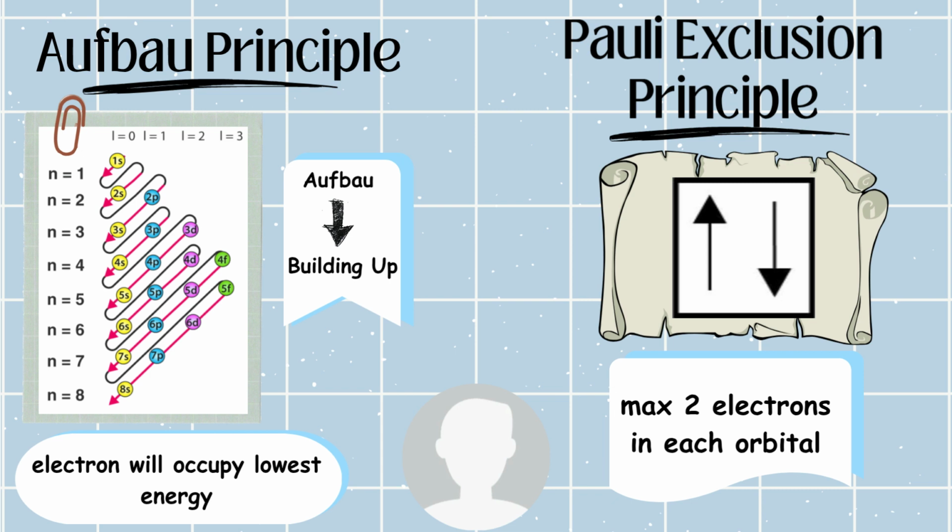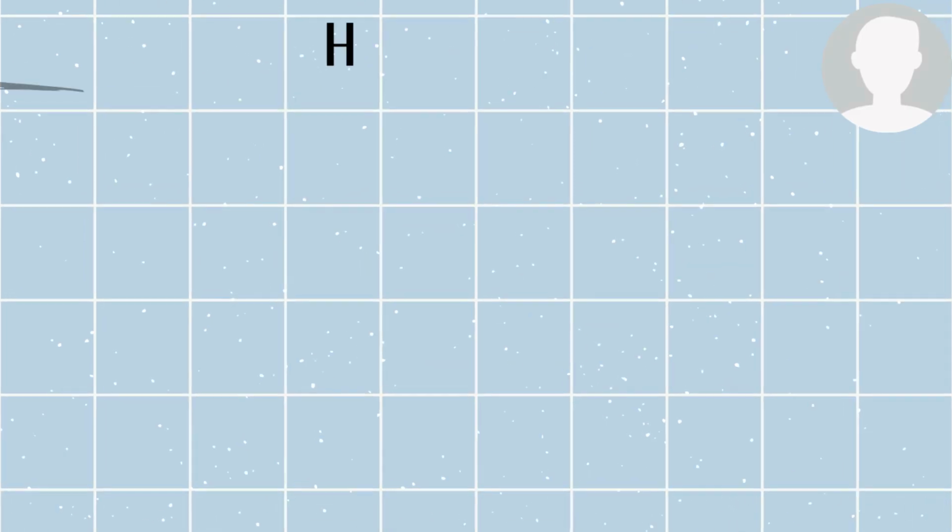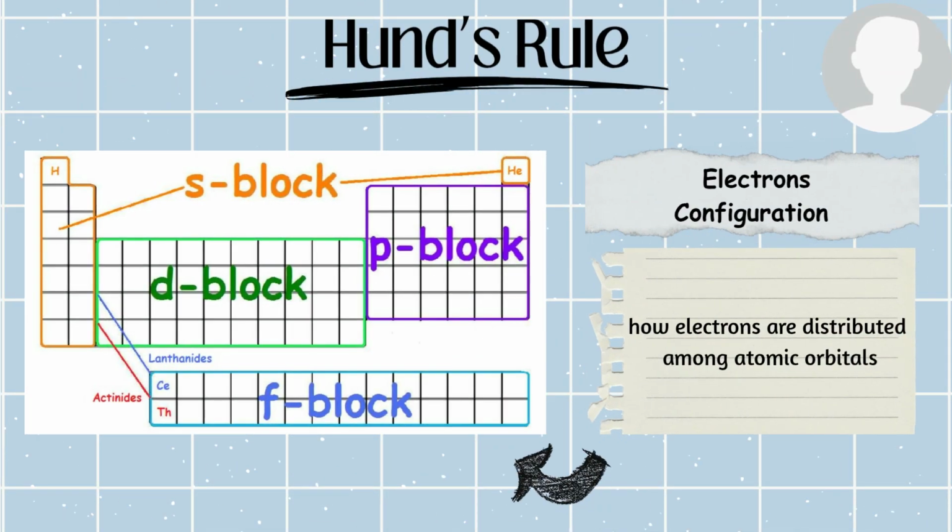The Aufbau principle works together with the Pauli exclusion principle, which means each orbital holds a maximum of two electrons and the spins must be opposite, which is positive 1/2 is spin up, and negative 1/2 means spin down. The Aufbau principle also works together with Hund's rule. Hund's rule is that electrons occupy degenerate orbitals, which means orbitals of the same energy, first, with parallel spins before any pairing occurs.